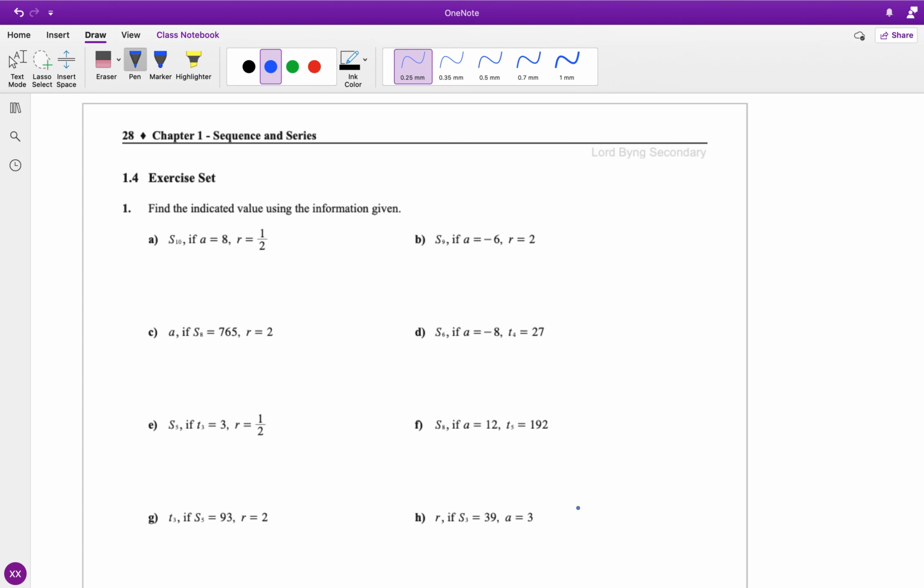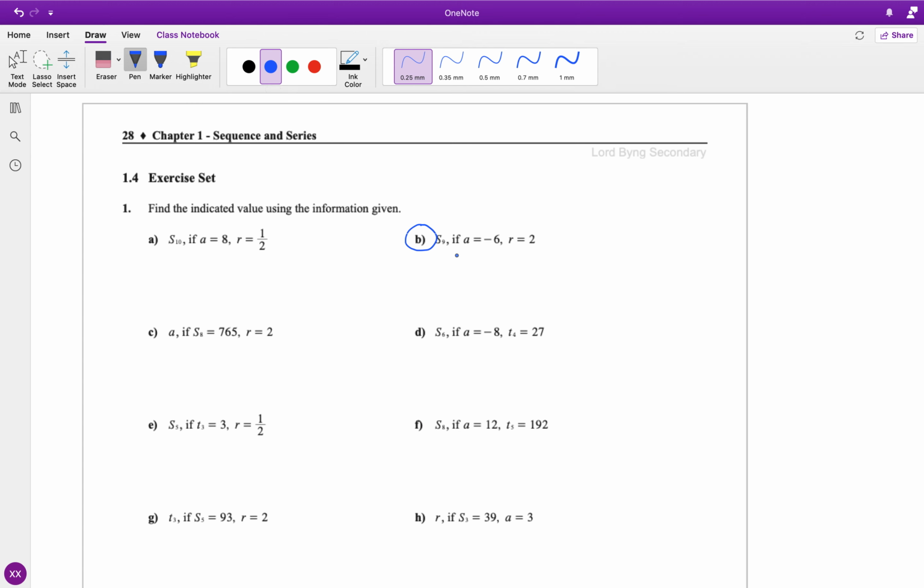Okay, now let's try some questions in 1.4. Okay, first question 1.4. Now, the level of A and B, let's just take a look at this B. You must have already tried these questions.